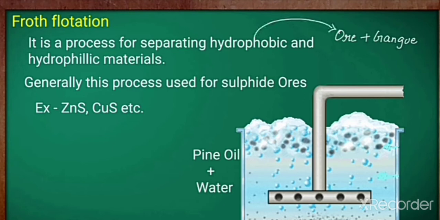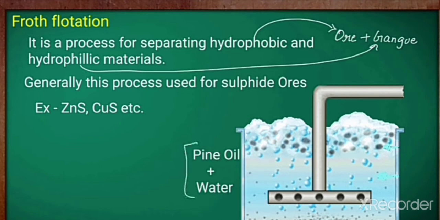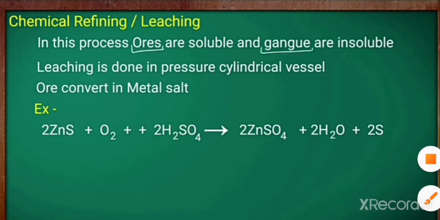Next is the fourth, the flotation process. It is a process for separating hydrophobic and hydrophilic material. Ore is the hydrophobic and gangue is the hydrophilic material. Generally, this process is used for sulfide ores, for the separation of zinc sulfide and copper sulfide. When water, soap, and oil are added, the ore particles, zinc sulfide and copper sulfide, settle at the bottom, and foam is on the upper layer.